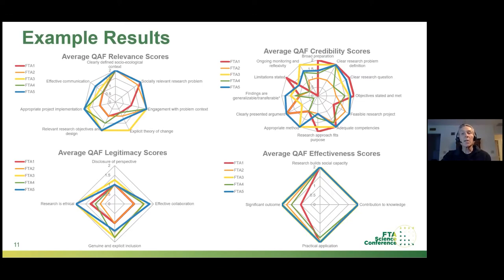It is then easy to identify areas of strength and weakness in an individual project, but also areas of more common strengths and weaknesses in sets of projects, as illustrated in a diagram like this. So for example, note that a few of the cases in this set had well-documented theories of change, or made the effort to consider and explicitly disclose the researcher's perspective. Generally speaking, these projects are strong on problem definition, relevant research objectives, and design, and have made contributions to knowledge.